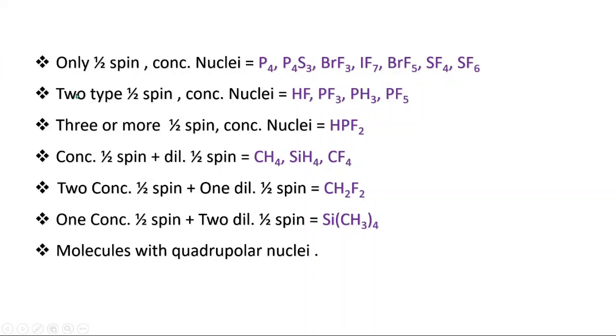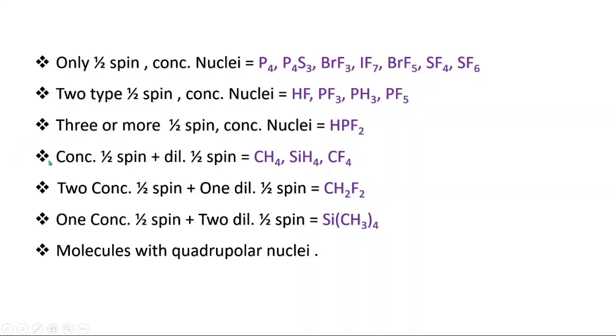Now the second system: two types of spin half concentrated nuclei. In hydrogen fluoride, hydrogen has spin half, that is, nuclear quantum number half, and fluorine is also half. Phosphorus and fluorine are both concentrated, meaning higher natural abundance, in different atoms, and both have spin half. Similarly for PH3 and PF5. Then there are three or more: hydrogen has spin half, phosphorus is half, and fluorine also half, and all are concentrated nuclei.